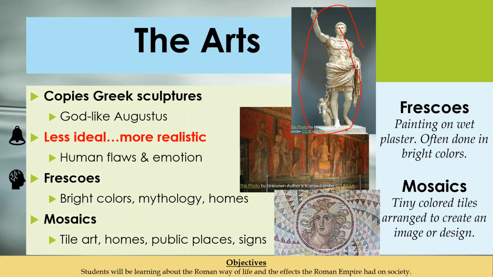They also created frescoes with these bright, colorful stories that were depicted in homes, often representing different mythologies and ways of life. And then you had mosaics, which were tiny tile artworks put together to create an image or design. They were used as portraits, home decor, as well as public signs. Actually, there's one that says, "Beware of the dog" in ancient Latin, basically the original version of a "dog lives here" sign.